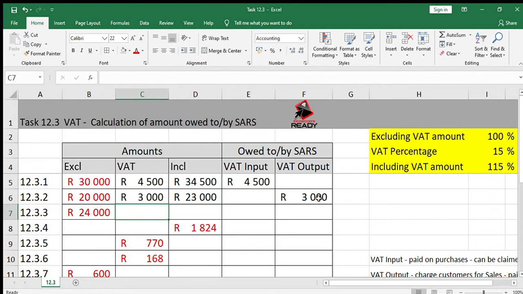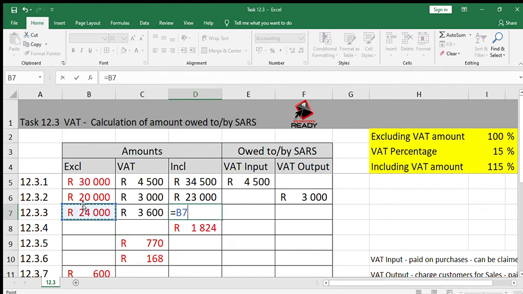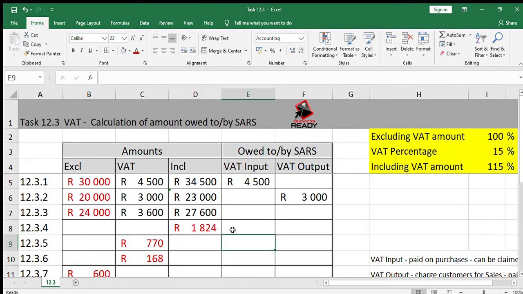12.3.3, Helen sells goods on credit. So it's the same thing. It's going to go into that output column. So we're going to work out 24,000 times 15%. Then we're going to say 24,000 plus 3,600, which is 27,600 to get the including VAT amount. And of this, 3,600 belongs to SARS. So it will go into the VAT output column.